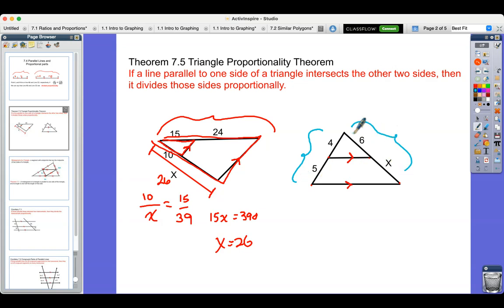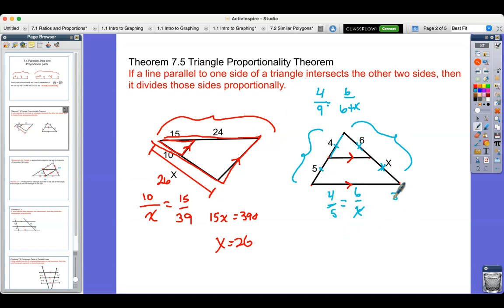For example, we don't know this whole thing, but we can say 4 is proportional to 5, as 6 is proportional to x over here. Now we still could have done 4 is to the whole thing, 4 is to 9, as 6 is to 6 plus x. But why deal with that? These are smaller numbers, and once we solve for x, that's what we're looking for. There's no reason to do 6 plus x and then subtract and then divide. Here we can just cross multiply.